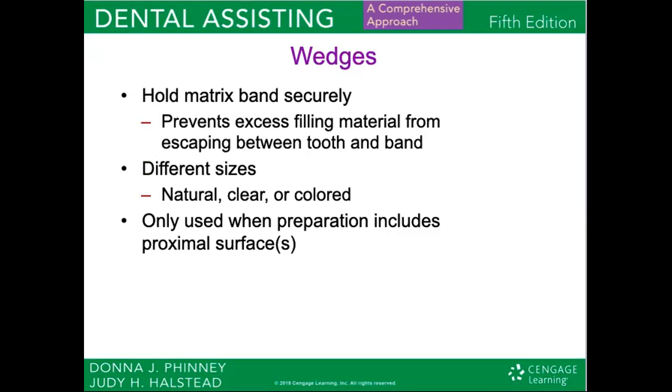They come in different sizes and they're made of different things. Sometimes they are made of natural wood. Sometimes they're made of plastic, whether clear or colored plastic. And wedges, to be clear, are only to be used when the preparation includes a proximal surface. So this is areas between the teeth, such as the mesial or distal surface of the tooth.